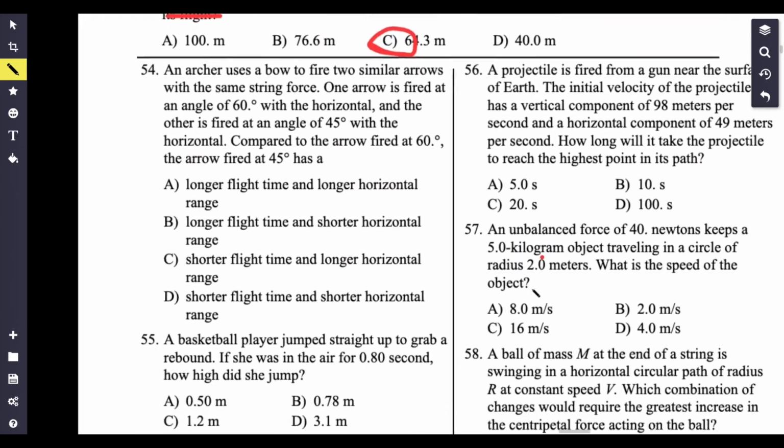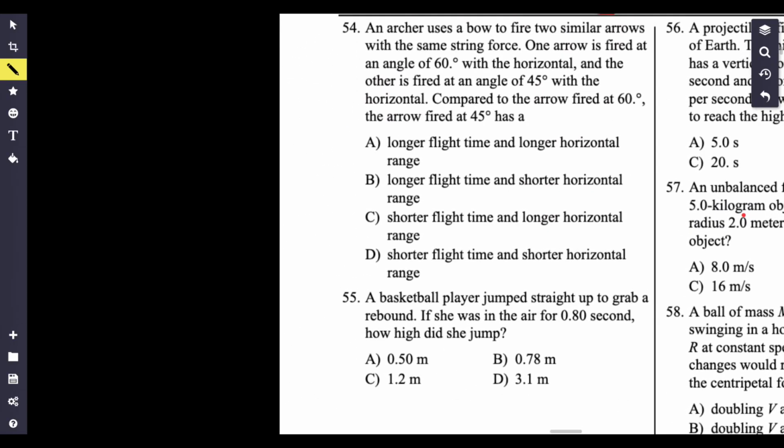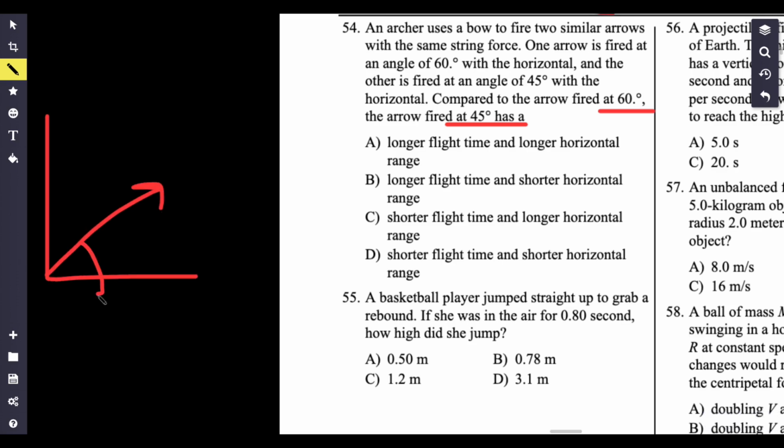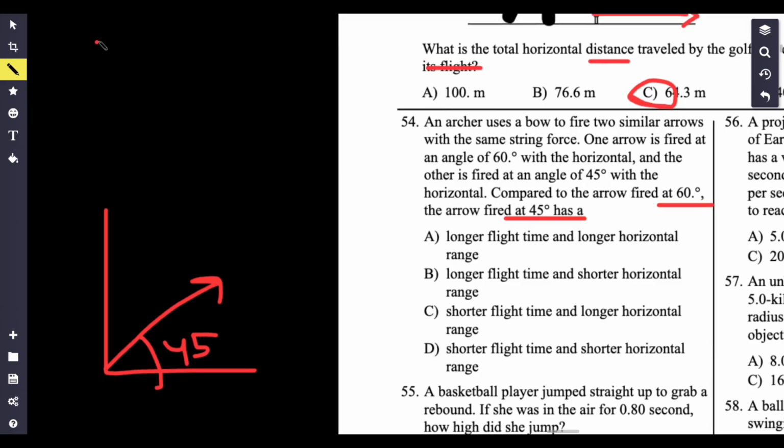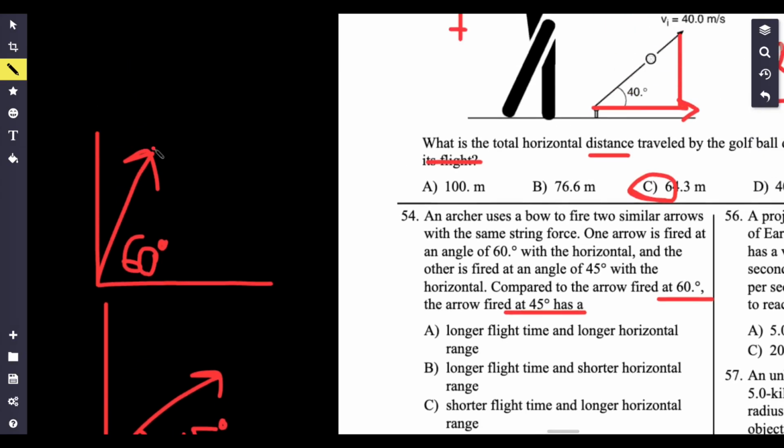Number 54, this guy uses a bow to fire two similar arrows using the same string force. One arrow is fired at an angle of 60, and the other at an angle of 45. Compare the arrow fired at 60 to the other. So this is one where you kind of have to pay attention to the angles, of course. You have one that's fired at 60 degrees, which is a bigger angle, and one that's fired at 45 degrees. Now you would expect that the arrow that's fired at 60 degrees is going to go higher, obviously, because it's at a higher angle, but it's not going to go as far.